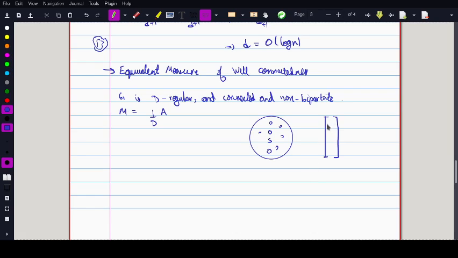What you'd have at the end would be 1 by n everywhere. So the probability of finding yourself in any of the vertices would be constant, so it would all be the same.